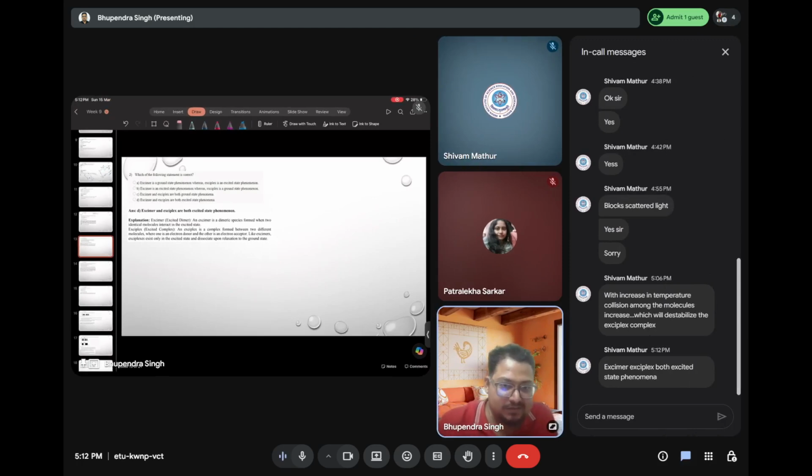Okay, so I'm typing: excimer, exciplex, both excited state phenomena. Yes, you are correct. An excimer is a dimeric species formed when two identical molecules interact in an excited state. An exciplex, an excited complex, is a complex formed between two different molecules, where one is an electron donor and the other is the electron acceptor. Like excimer, exciplex exists only in the excited state and dissociates upon relaxing to the ground state. So option D is correct.